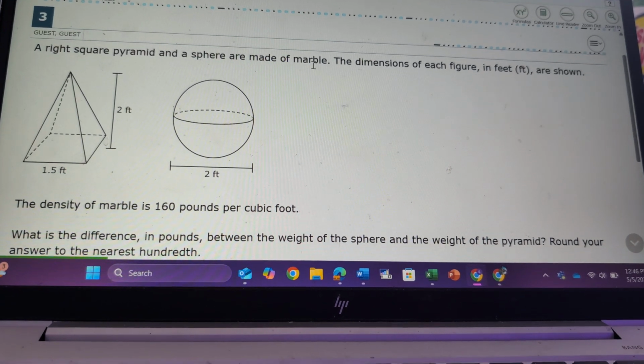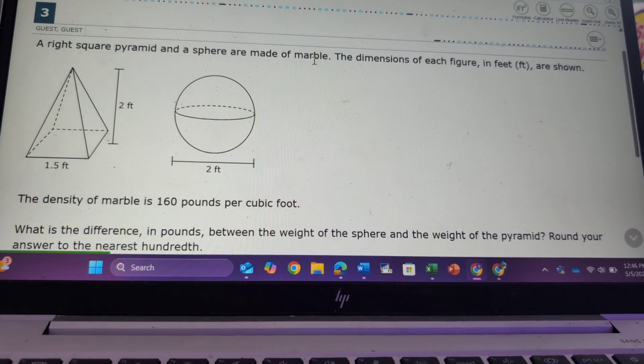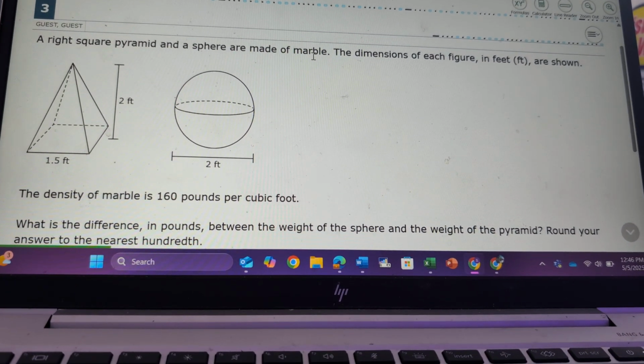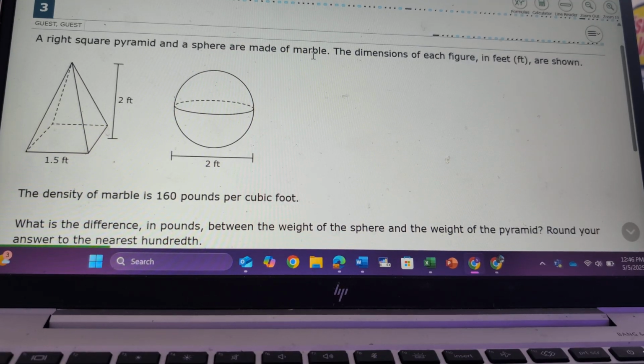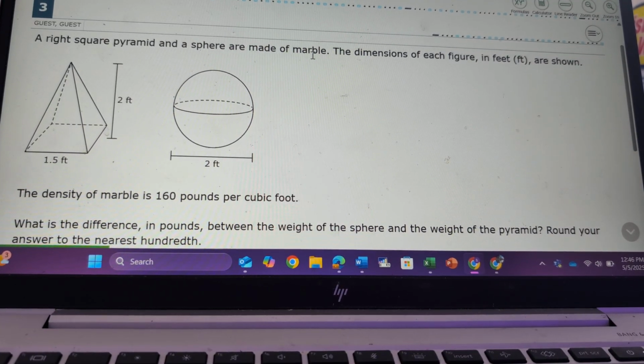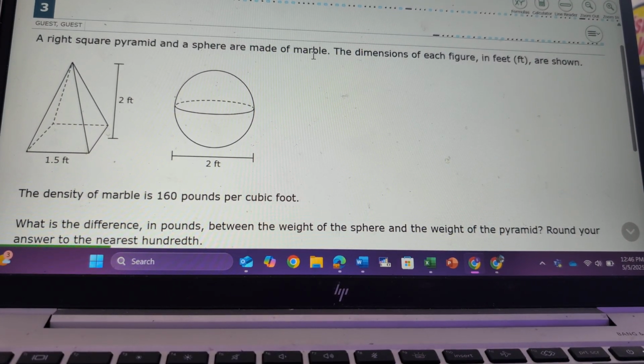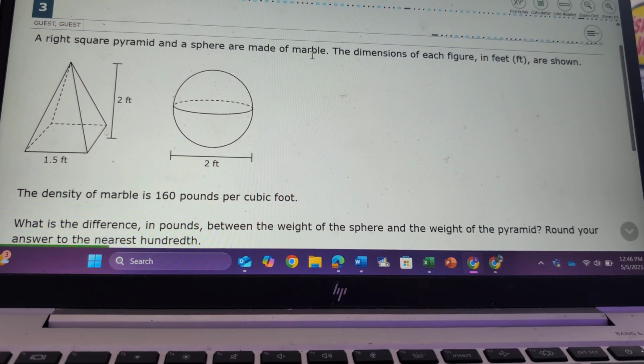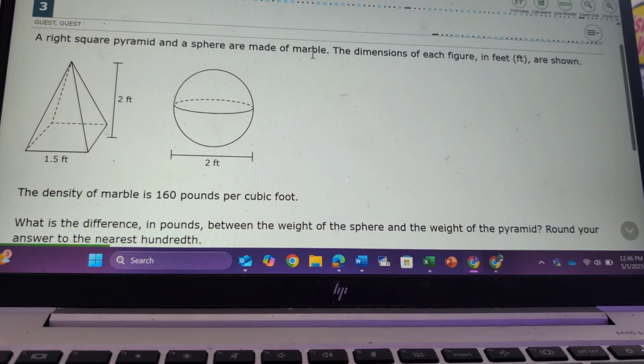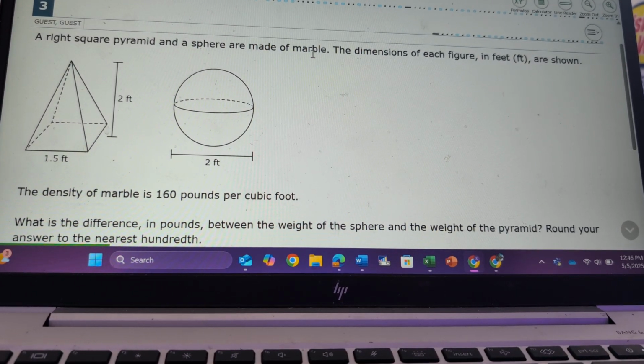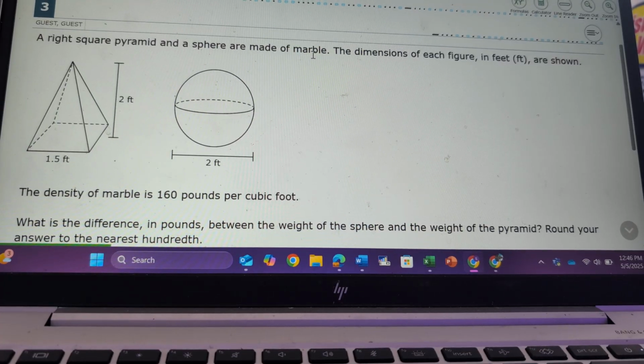Number 2, a right square pyramid and a sphere are made of marble. The dimensions of each figure in feet are shown. The density of marble is 160 pounds per cubic foot. What is the difference in pounds between the weight of the sphere and the weight of the pyramid? Round your answer to the nearest hundredth.